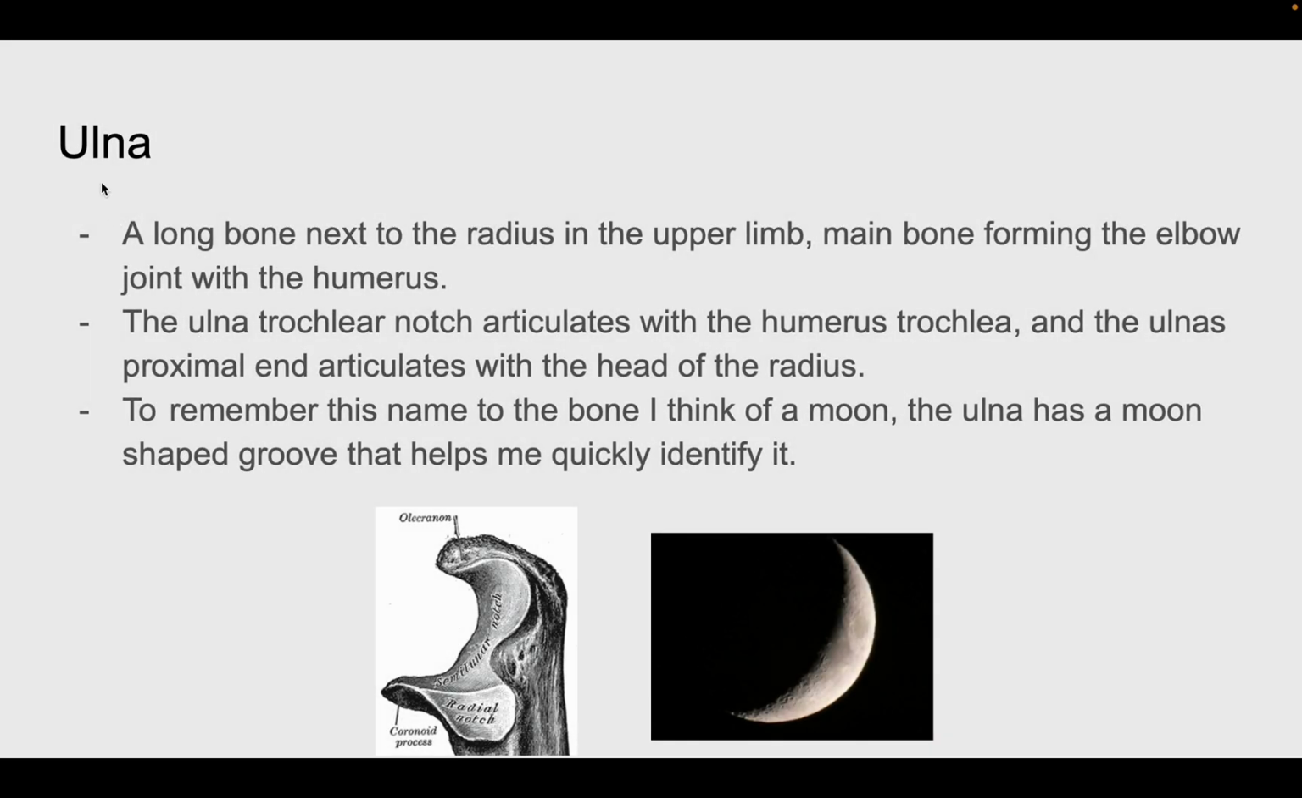Next, we have the ulna. It is a long bone next to the radius in the upper limb, and it is the main bone forming the elbow joint with the humerus. The ulna trochlear notch articulates with the humerus trochlea, and the ulna's proximal end articulates with the head of the radius. And to remember this bone, I think of a moon. The name ulna sounds like luna, which in Spanish is moon, and also it's shaped like a crescent moon.